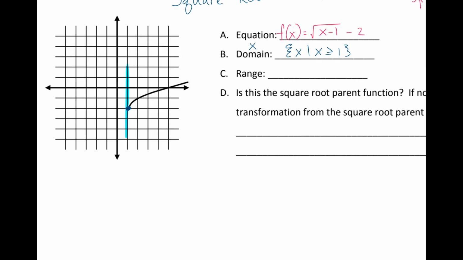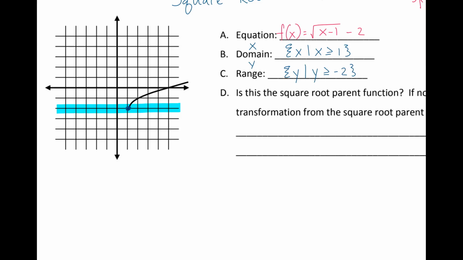Then we look at our y values. Again, it's a min point, so I'm looking for the lowest y value that I can have. What's my lowest y value? -2. So y always has to be what? Greater than or equal to -2.